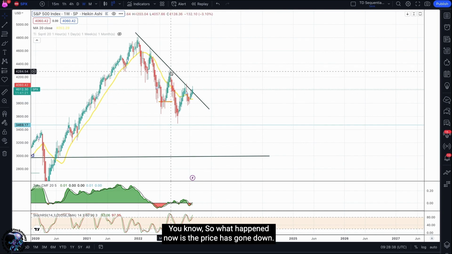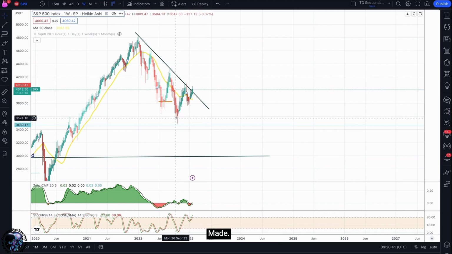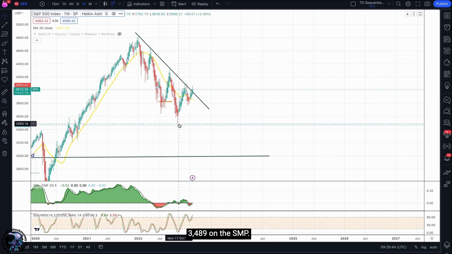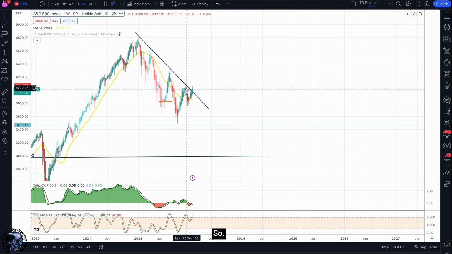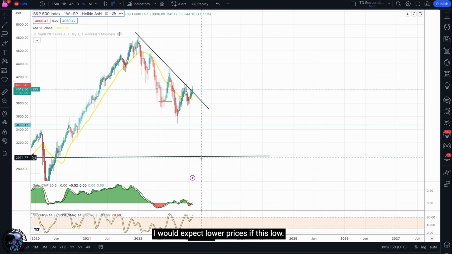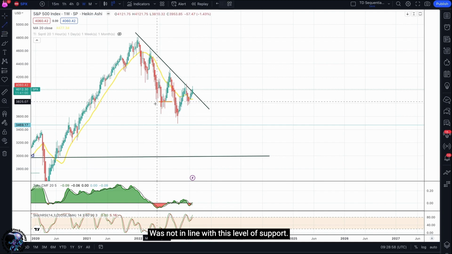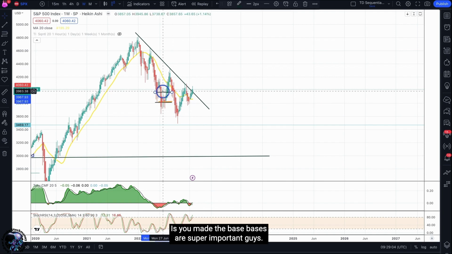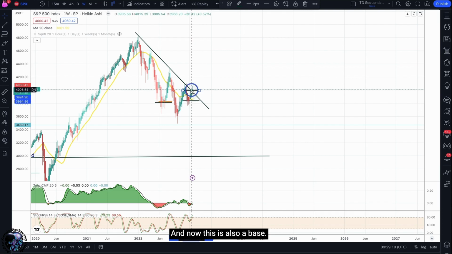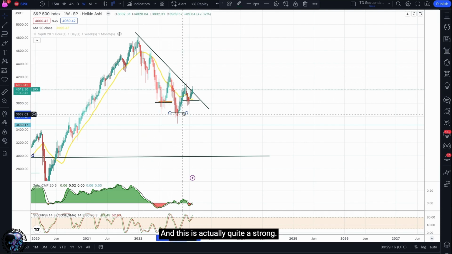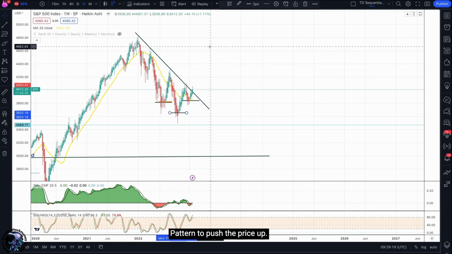So what happened now is the price has gone down, touched 3,489 on the S&P, and now we had a nice break to the upside. So I would expect lower prices if this low was not in line with this level of support. So what happened here is you made a base. Bases are super important, guys. This is a base, and now this is also a base. And this is actually quite a strong pattern to push the price up.